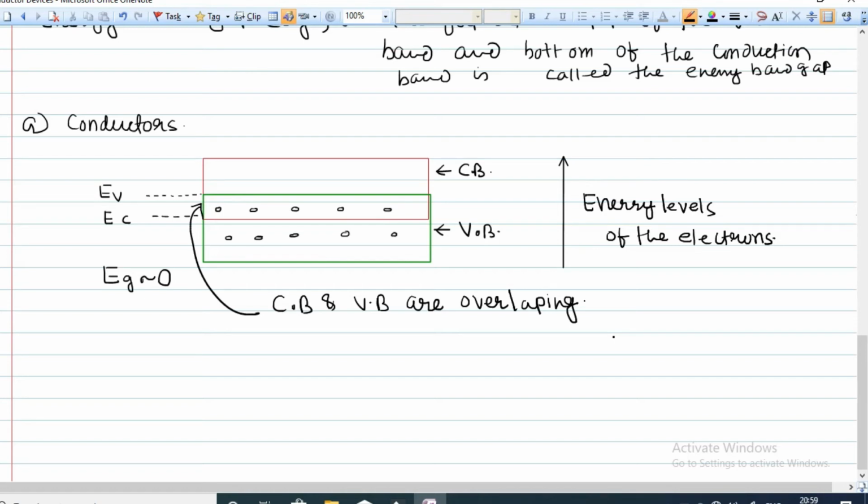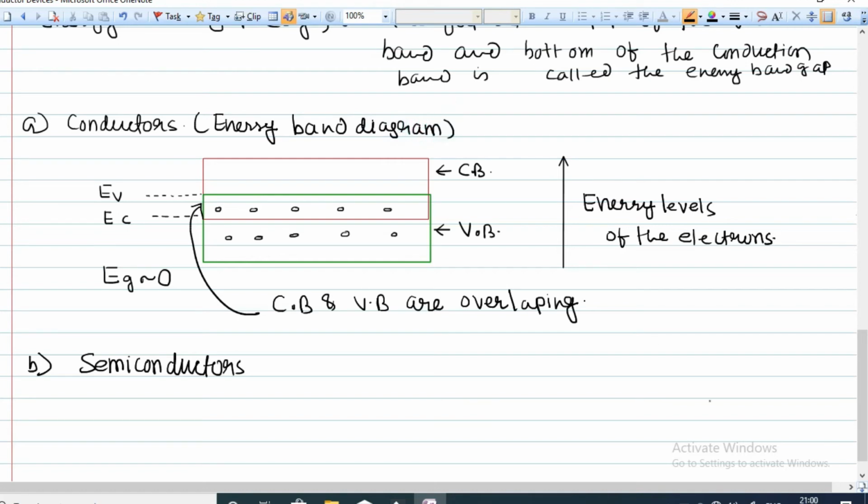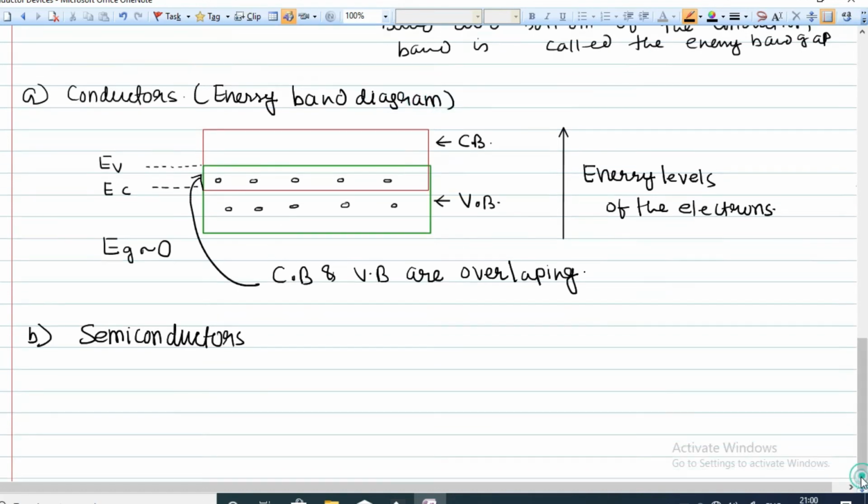Now we are moving to the next band diagram, that is the energy band diagram of the semiconductors. Now we are going to draw the energy band diagram for the semiconductors. This is the energy band diagram. Now we are going to discuss the energy band diagram of the semiconductors.